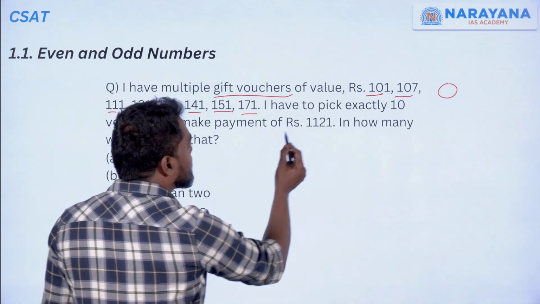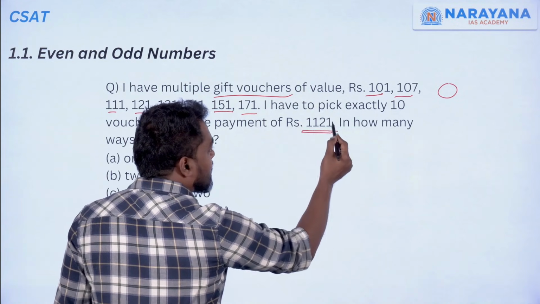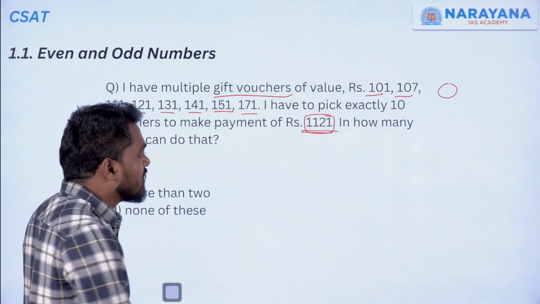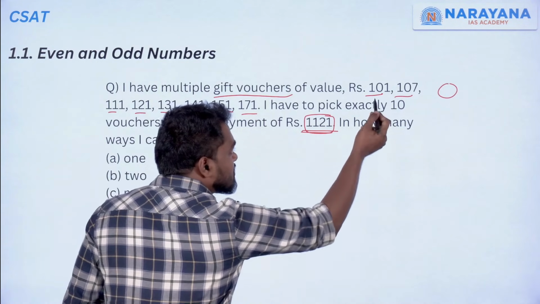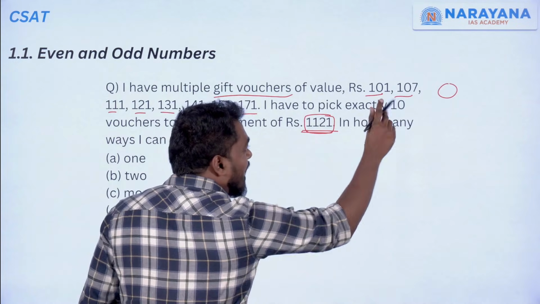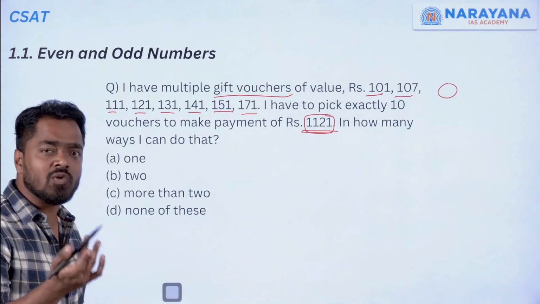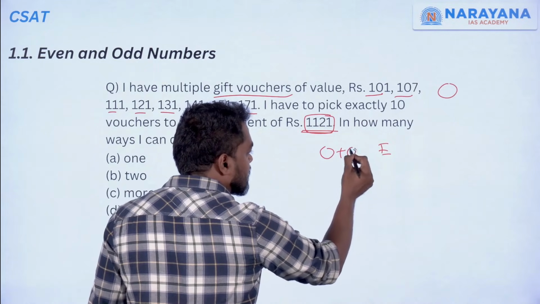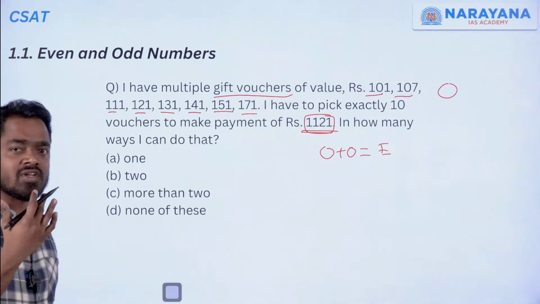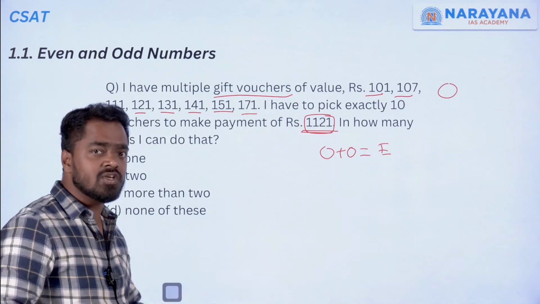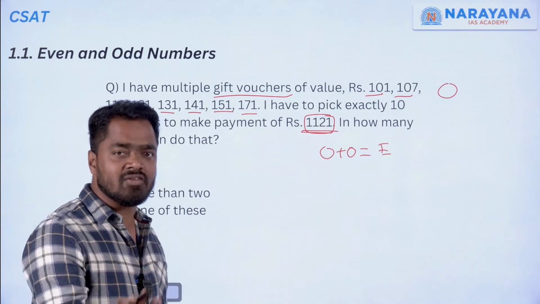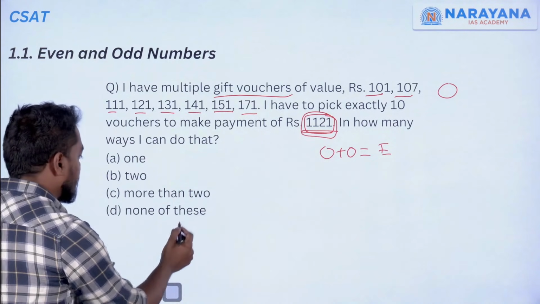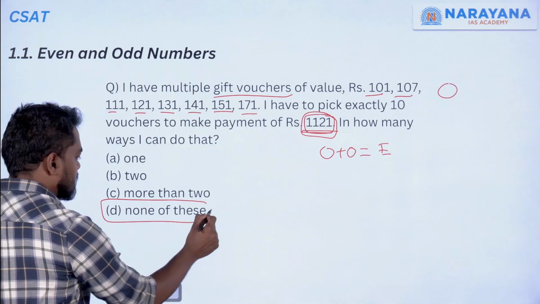Now we have to make the payment of 1121. So you have to use these vouchers only. If you add any two odd numbers, what will you get? Even number. So odd plus odd is equal to even number. So if you try to make payment with these vouchers, you can make only payment of an even value. So 1121 is not possible. So the answer will be none of these.